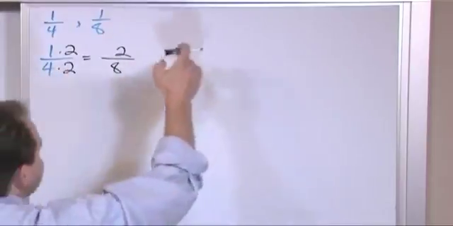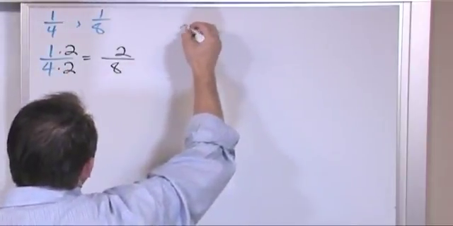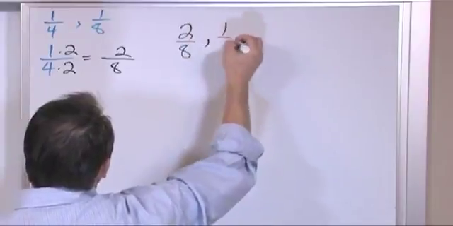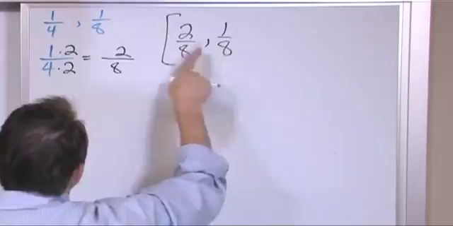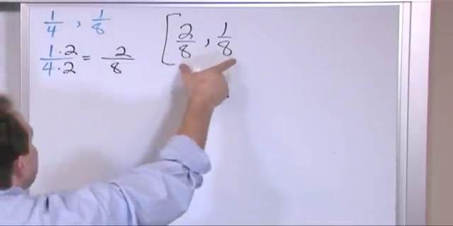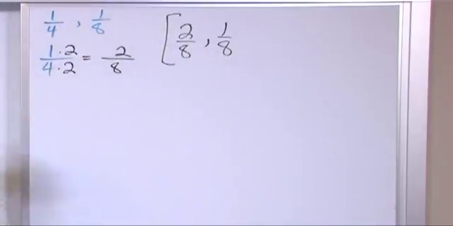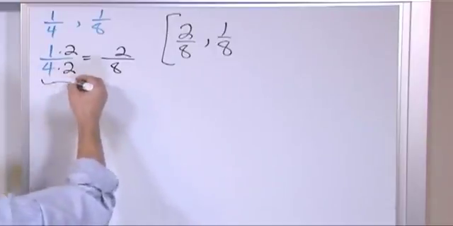So if I were going to rewrite these fractions in terms of a common denominator, it would be 2/8, 1/8. So again, I didn't have to mess with the second fraction in this case. I left it alone, but I changed the first one. These two fractions represent the same exact stuff as the original two that we had.